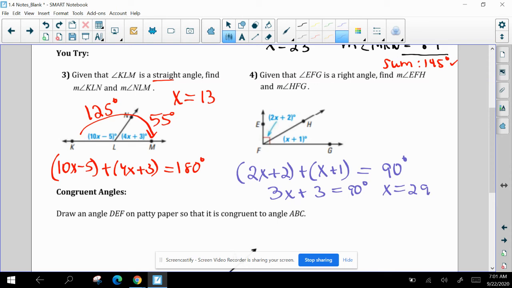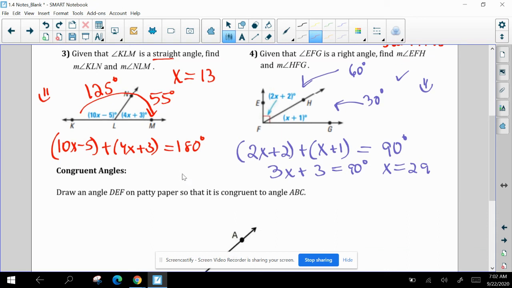They didn't ask me for both angles. They only asked me, oh no, they did ask me for both angles. So EFH is this one. So this one should have come out to be 60 degrees. And then this angle is 30 degrees. And I know that I did a great job because when I add the 60 and the 30, I get 90. So I know that everything works out. And also for number 3, I forgot to mention that I felt pretty good about my answer because the 125 and the 55 together do give me 180.